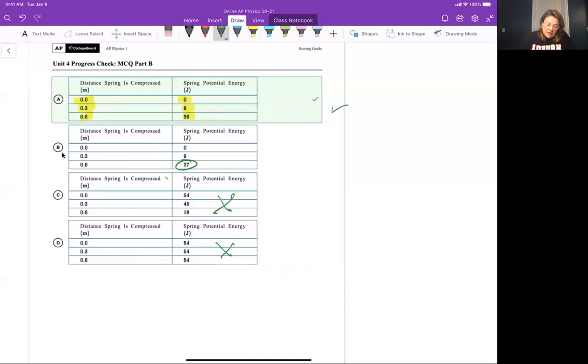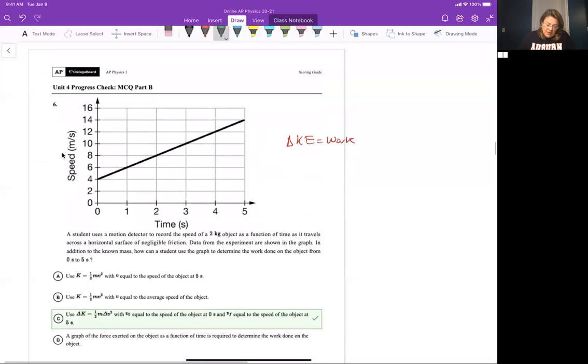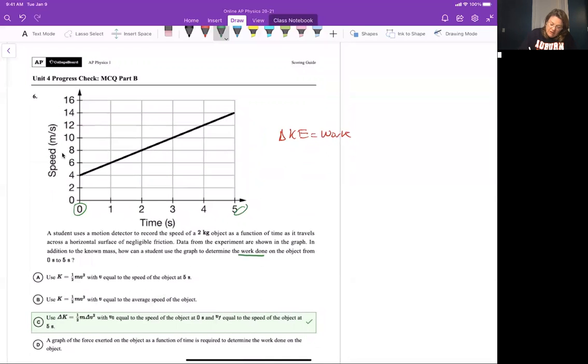Okay, so you can kind of get close, process of elimination, and then you'd have to actually evaluate some numbers. We are given a speed versus time, and we wanted to know how to determine the work done from 0 to 5 seconds. Change in kinetic energy equals work. So if I know the mass of the object, I know the speeds, I can find the change. This is always true.